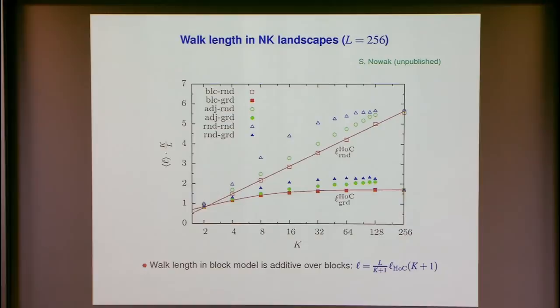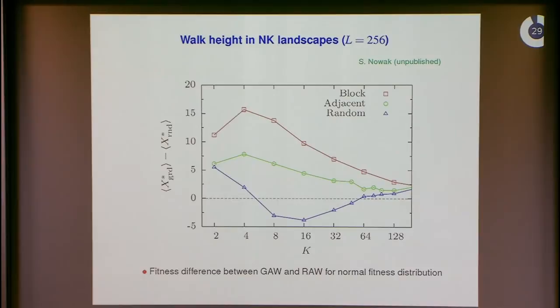And again, you can also look at the walk height, and this is, I think, rather surprising. So this is now the fitness difference between a greedy walk and a random walk at the final point. And you see that for the block model, it's always positive, just like in the House of Cards model. But for the random model, it seems to be sort of non-monotonic. So for intermediate k, it seems that the random walks are doing better than the greedy ones. So I don't really know what that means. I don't know if there are still any computer scientists in the audience, but I feel that this is something that computer scientists probably know something about.